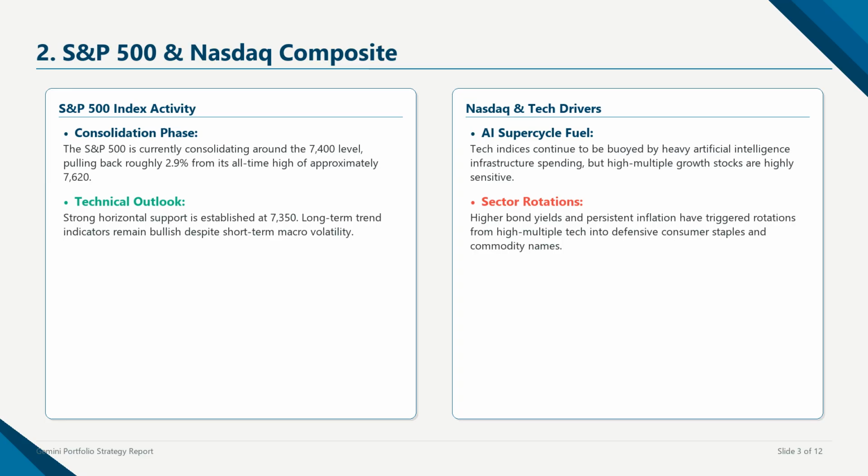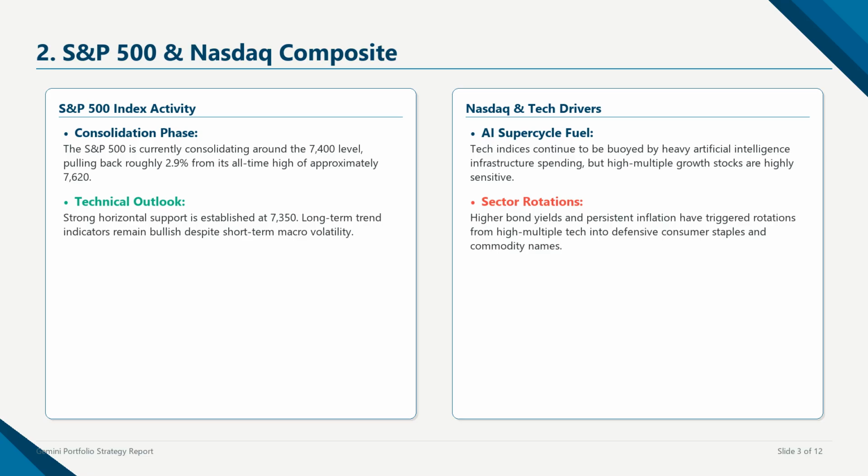Throughout June 2026, the markets have experienced significant volatility. The S&P 500 index is currently consolidating around the 7,400 level, after pulling back approximately 2.9% from its recent all-time high near 7,620. The Nasdaq Composite has also seen healthy corrections. Tech momentum remains structurally supported by massive artificial intelligence investments, but persistent concerns about a higher-for-longer interest rate path have led to notable sector rotations.